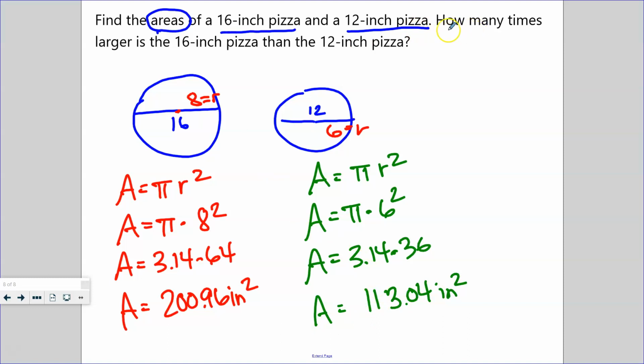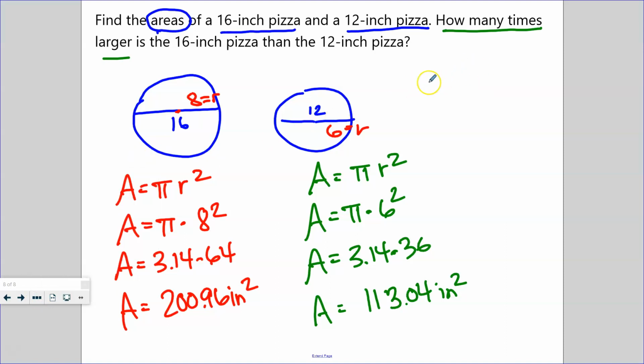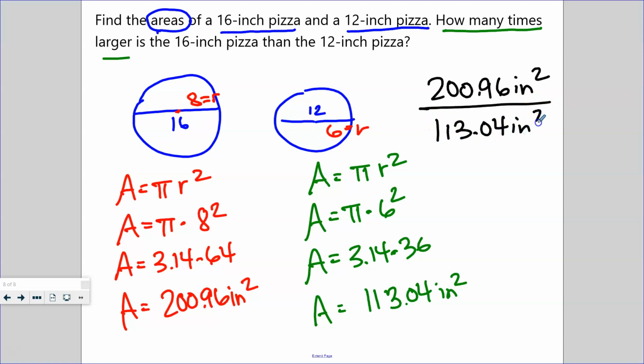Now it's saying how many times larger is the 16-inch pizza. So all we have to do next is divide 200.96 inches squared by 113.4 inches squared. And so it's roughly 1.8 times larger.